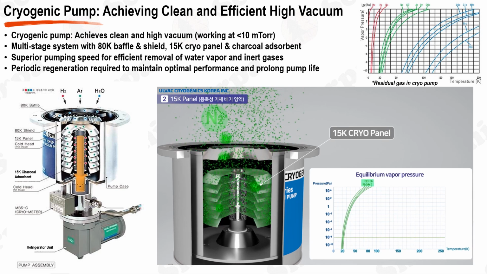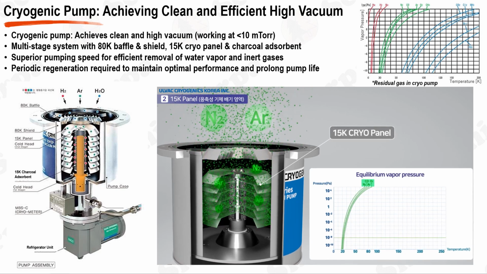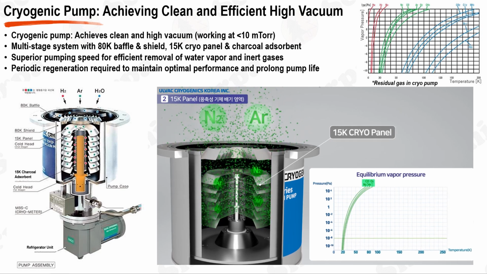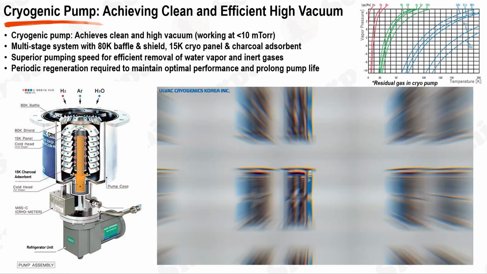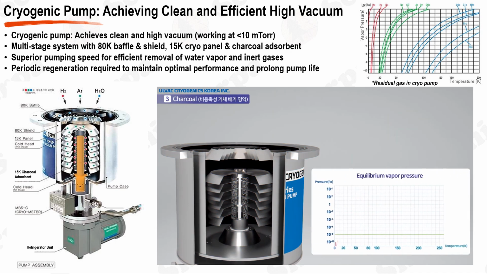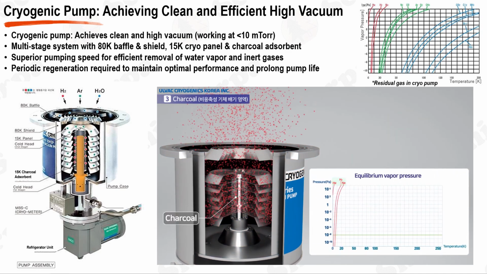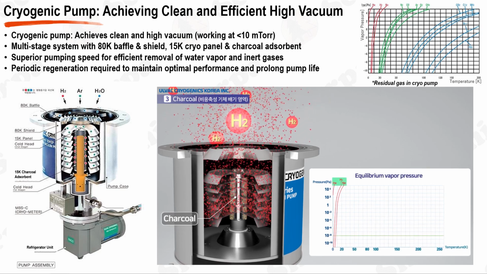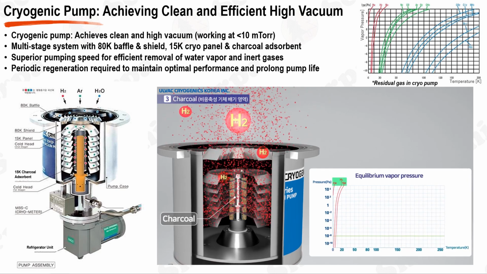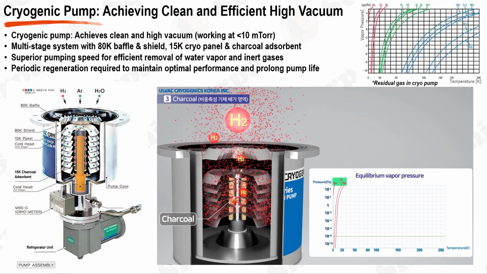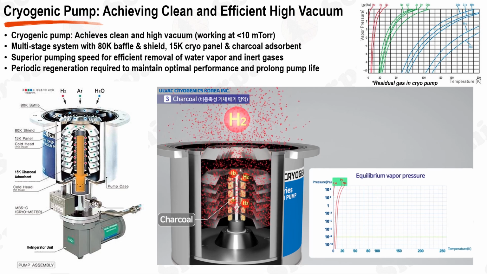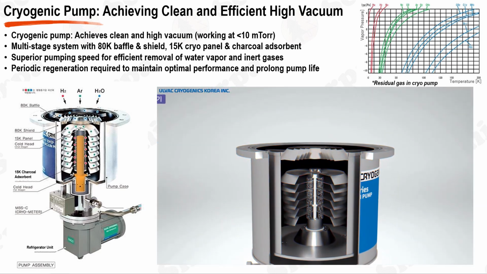Non-condensable gases like helium, neon, and hydrogen pass through the cryo panel and are adsorbed by the porous charcoal adsorbent, further enhancing the cleanliness of the vacuum. The cold head stages maintain low temperatures necessary for enhanced pumping efficiency. The first stage cools the system to temperatures below 80 Kelvin, while the second stage achieves temperatures below 15 Kelvin, creating an ultra-low temperature environment. This enables the cryopump to effectively condense and remove gases, achieving high vacuum levels and minimizing the presence of contaminants.